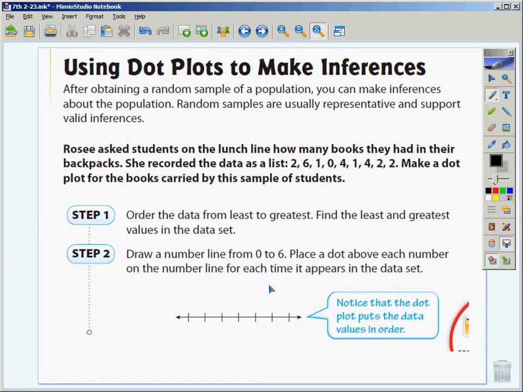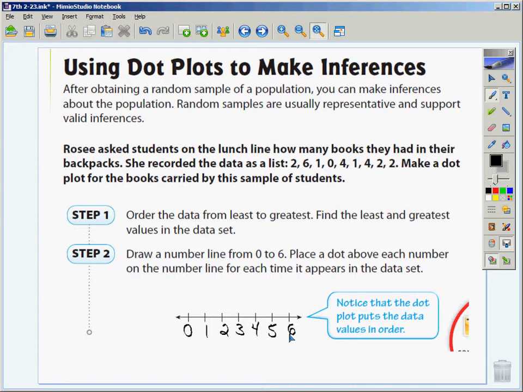Rosie asked students on the lunch line how many books they had in their backpacks. She recorded the data as a list, 2, 6, 1, 0, 4, 1, 4, 2, 2. Make a dot plot for the books carried by this sample of students. So, when we come down here on my plot, I want to start at what? 0, and I want to go all the way at least to what? 6. So go ahead on your number line. 0, 1, 2, 3, 4, 5, 6.